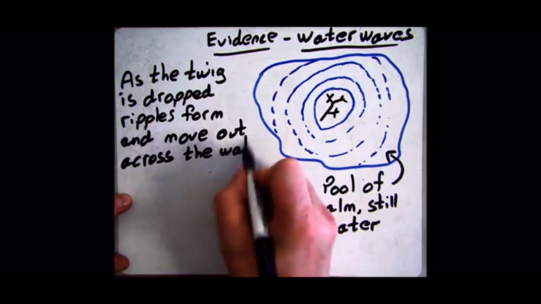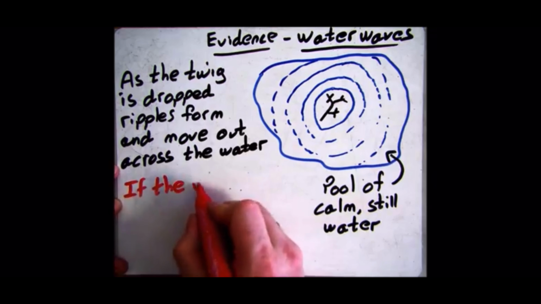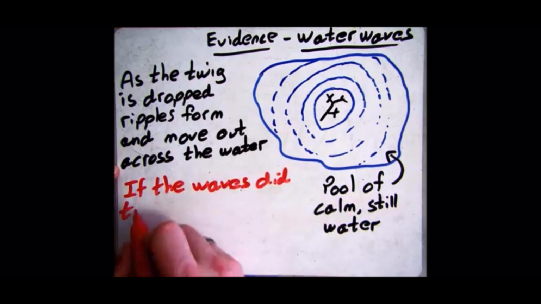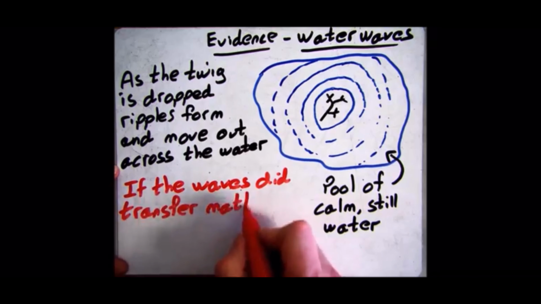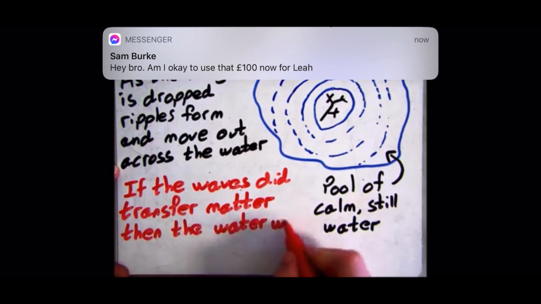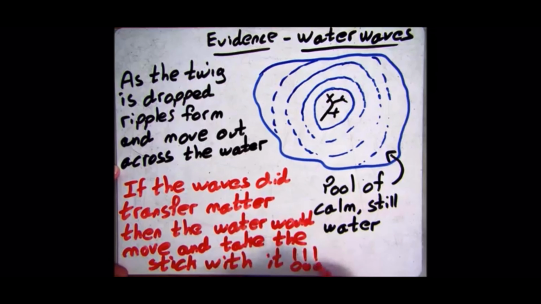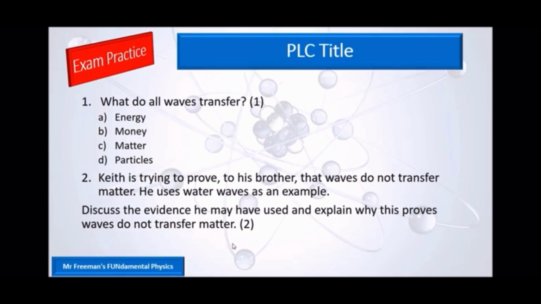This is evidence that waves do not transfer matter, because if they did, if the water particles moved away from the source, we'd see the twig moving with the water particles. But we don't see the twig moving, and this is because the waves do not transfer matter, they only transfer energy and information. So now it's time to check our understanding.